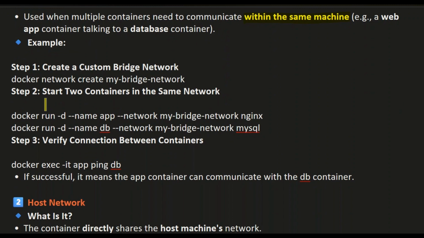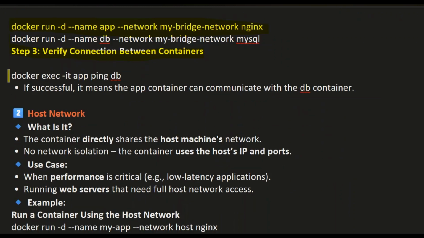Step 1. Create a custom bridge network. docker network create my-bridge-network. Step 2. Start 2 containers in the same network. docker run -d --name app --network my-bridge-network nginx. docker run -d --name db --network my-bridge-network mysql. Step 3. Verify connection between containers. docker exec -it app ping db. If successful, it means the app container can communicate with a DB container.